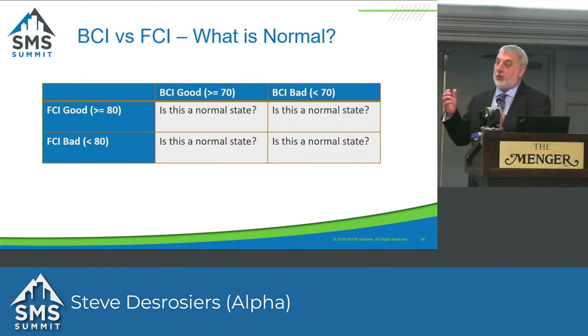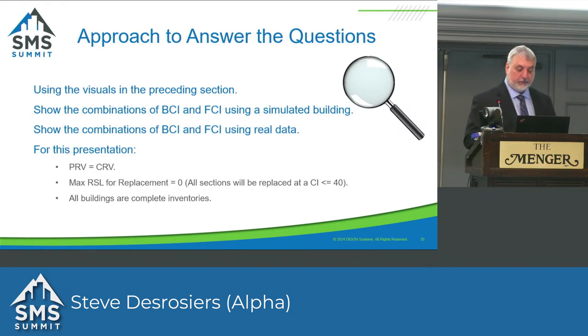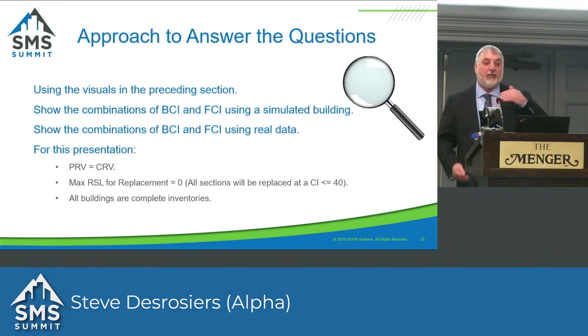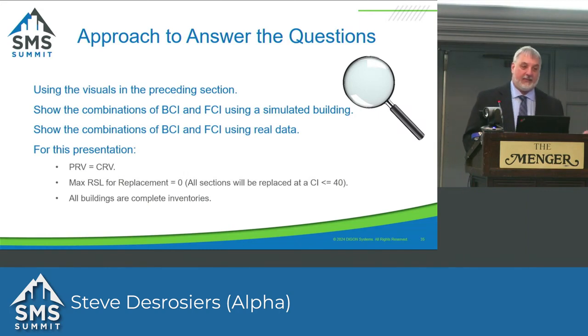Same thing with good FCI, bad BCI, right? All 4 states. We're going to look at each one of these 4 states, and we're going to look at them using the visuals that we did in the last section. So how are we going to go about this? I'm going to run a simulation and we'll see whether or not that simulation gets into each of those 4 states.